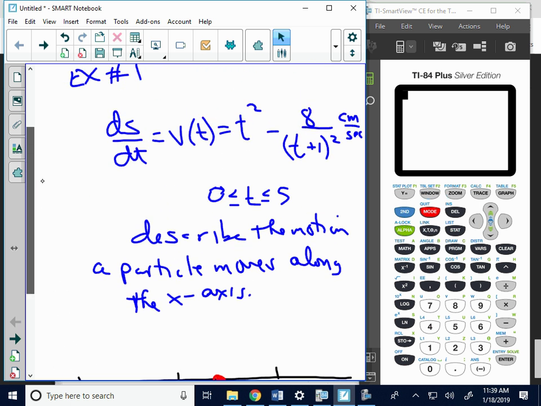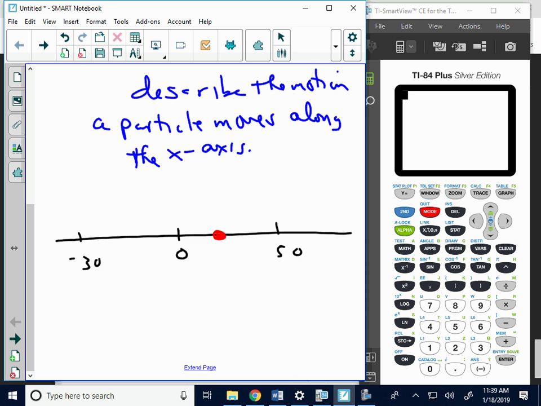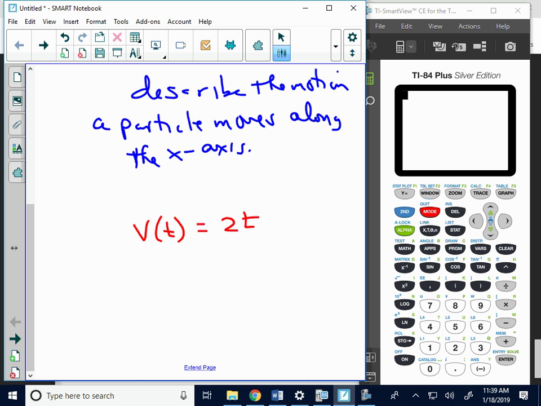And again, just by the way, the reason we can't find out where it starts from is when you integrate velocity. So let's say the velocity was 2t, and we try to integrate with respect to t. What is the integral of 2t? t squared. Well, you're wrong. Plus a constant.